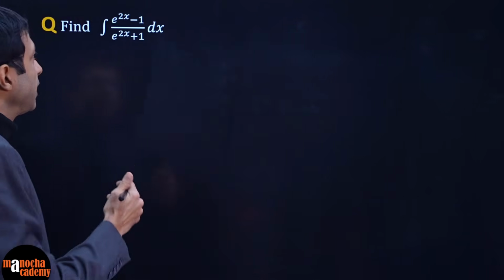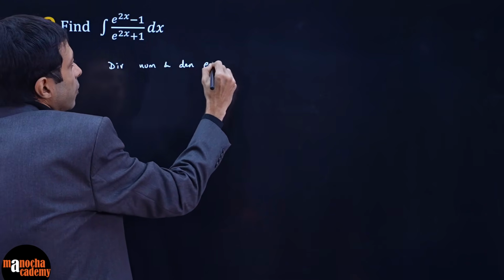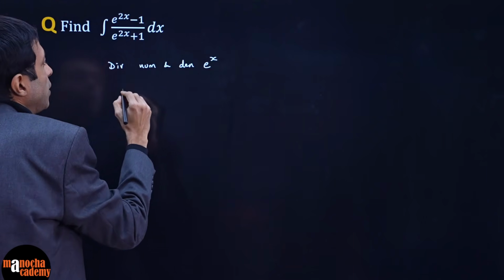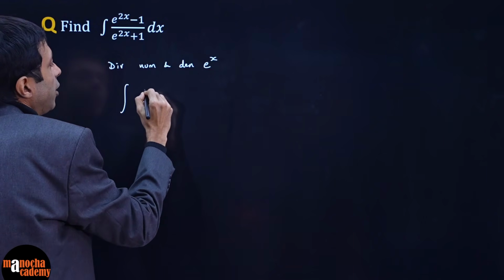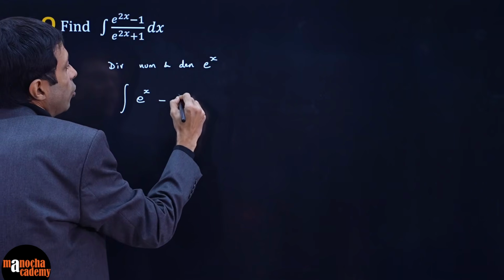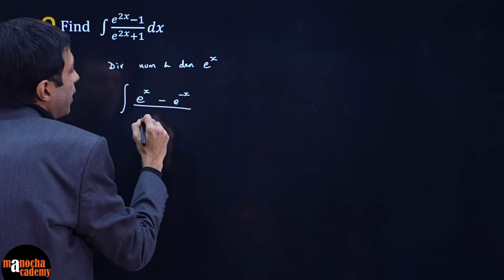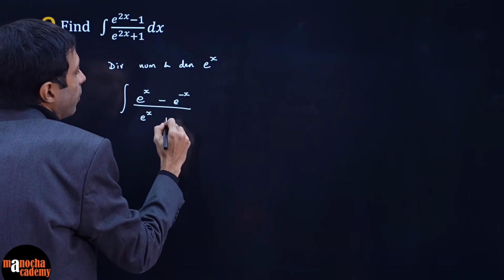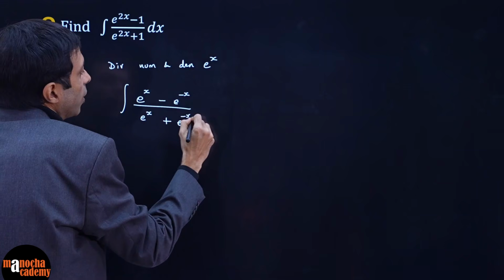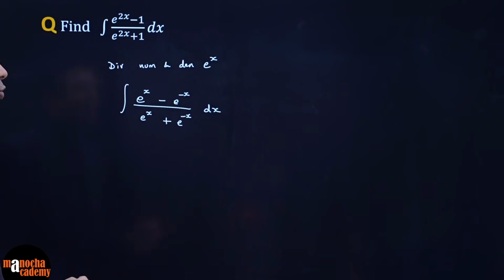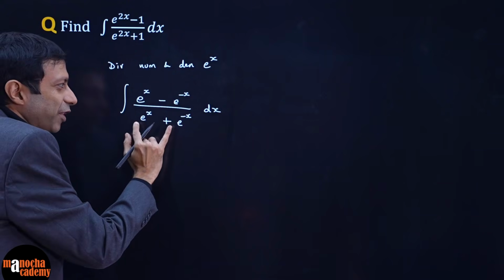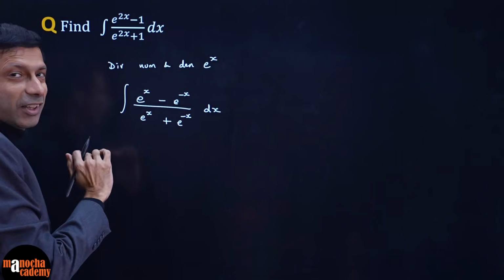One smart trick you can do is divide the numerator and denominator by e to the power x. So dividing numerator and denominator by e to the power x, see what you get? Integration of e to the power x minus e to the power minus x divided by e to the power x plus e to the power minus x. Do you agree? Now see what is the advantage of doing that. Now you can see that if I differentiate this denominator, will I not get the numerator?